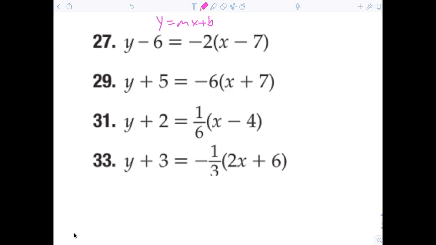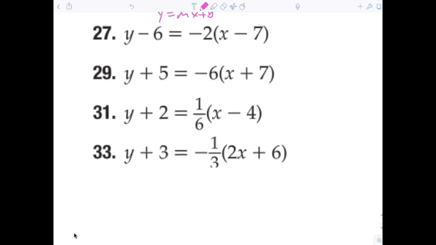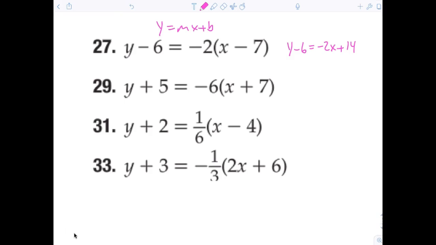So y equals negative 2x plus 4 minus 7. Well, you're distributing the negative 2, right? So y minus 6 equals negative 2x plus 14. Do you see that or not? Right? Now what? Now you have to do, since the 2x is... No, listen to me now.